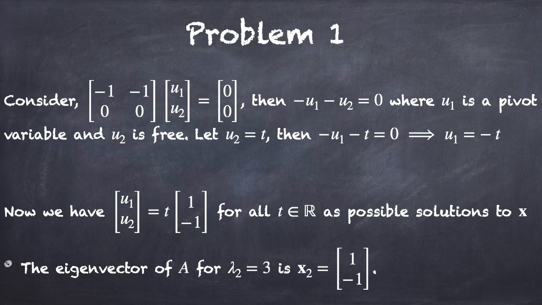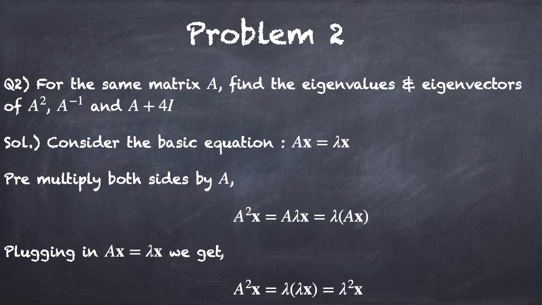So that was all for problem 1. We just followed the steps of finding eigenvalues and eigenvectors. Okay, so let's move on to problem 2. For the same matrix A, find the eigenvalues and eigenvectors of A squared, A inverse, and A plus 4I.